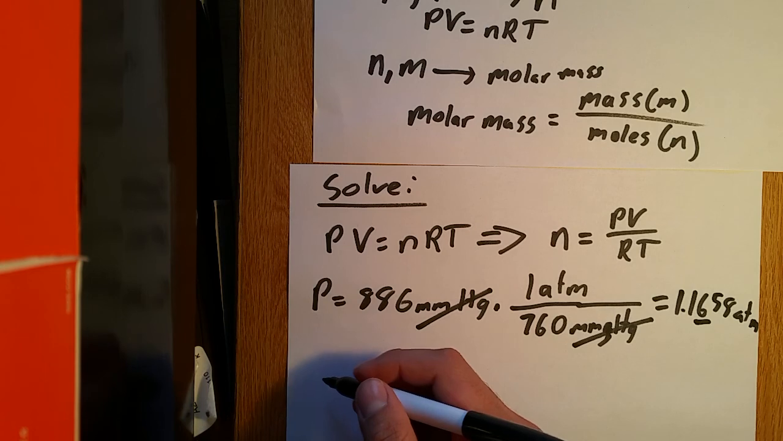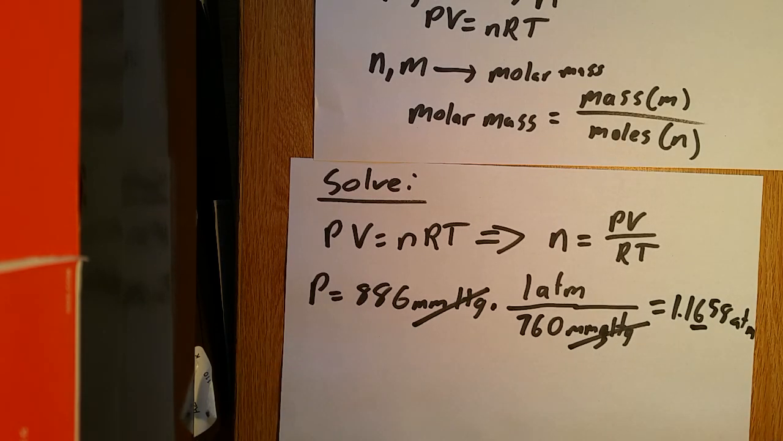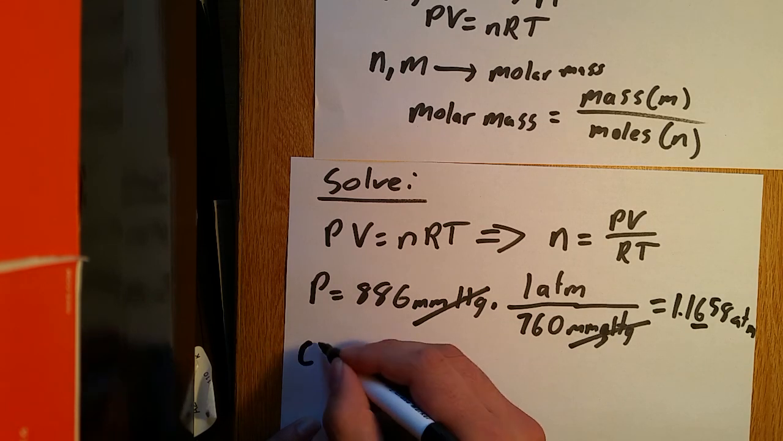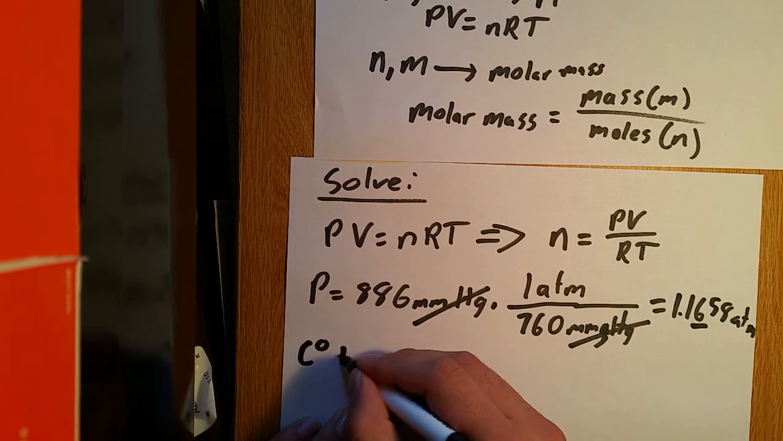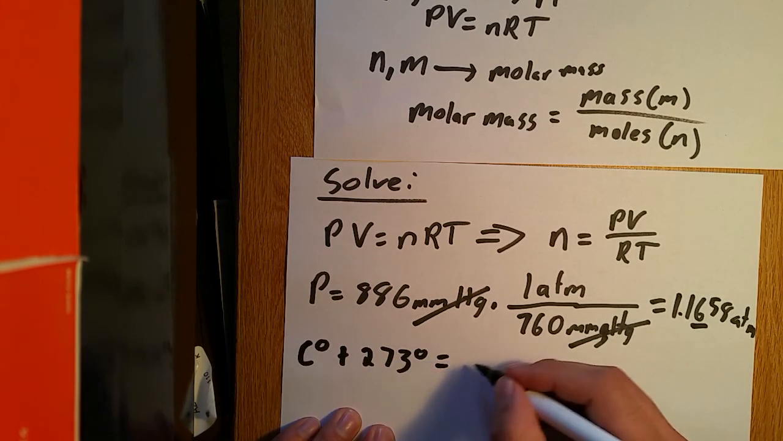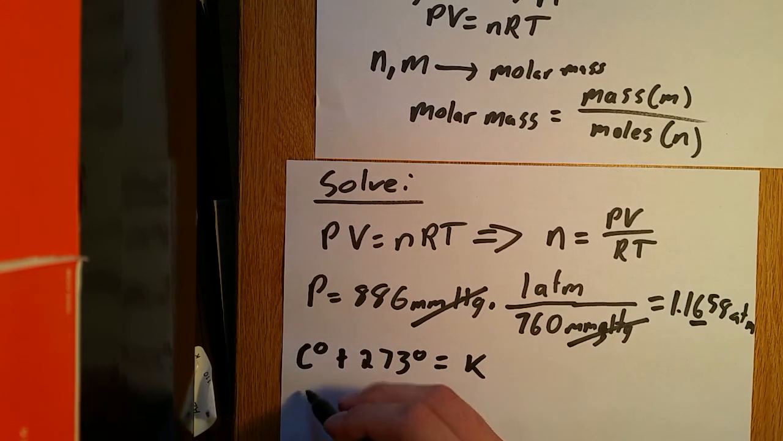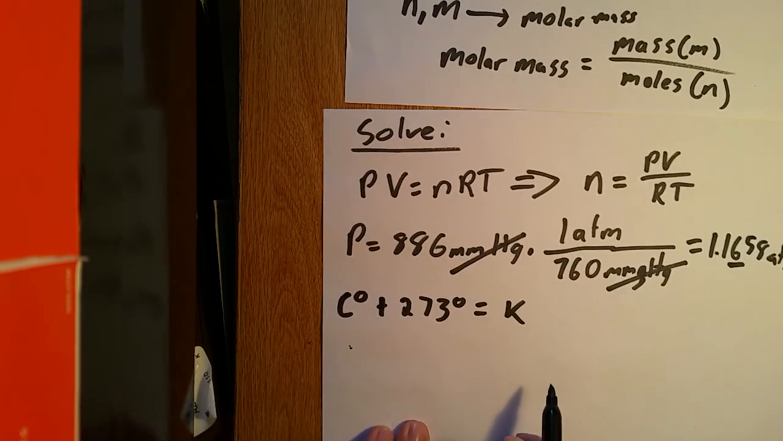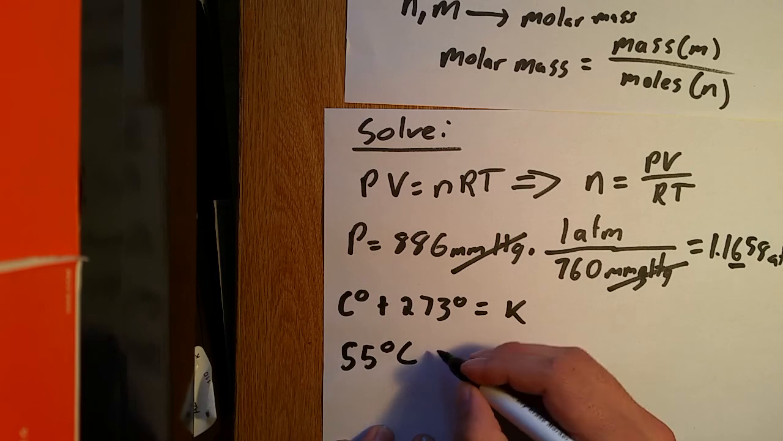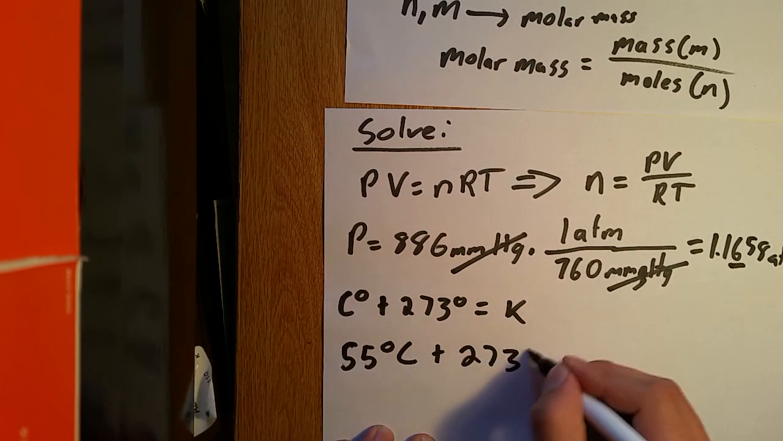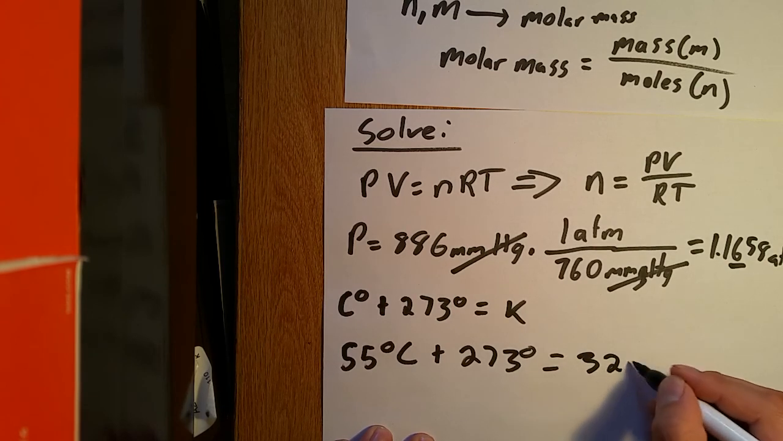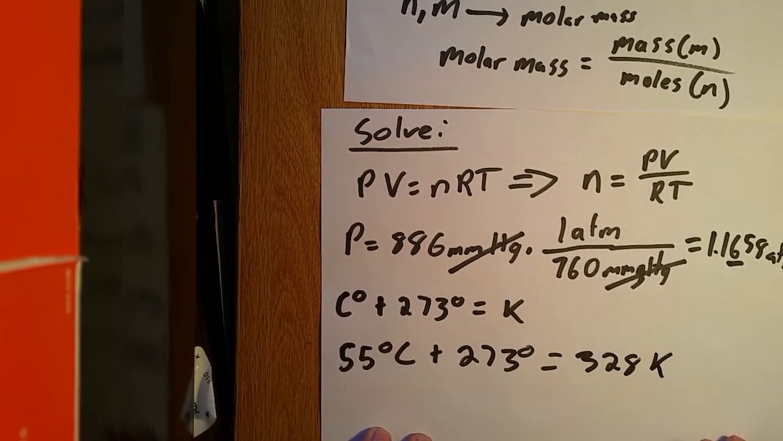Now it is time for us to convert the temperature from Celsius to Kelvin. We all know that the conversion from Celsius to Kelvin is Celsius plus 273 degrees. So 55 degrees Celsius plus 273 gives us 328 Kelvin.